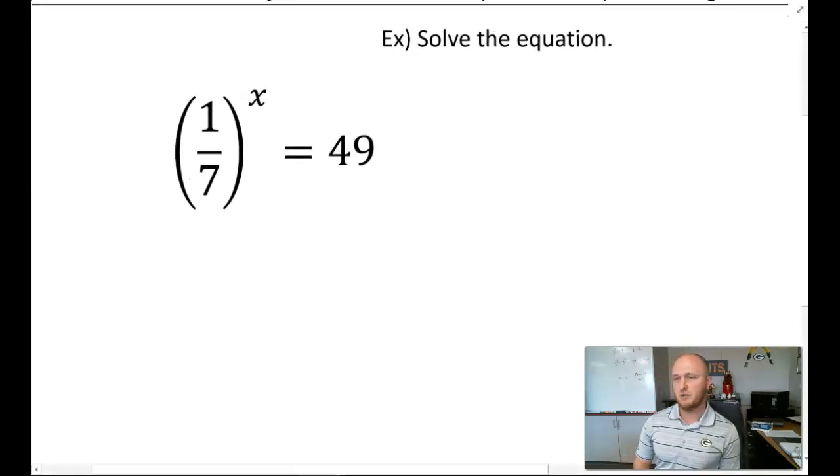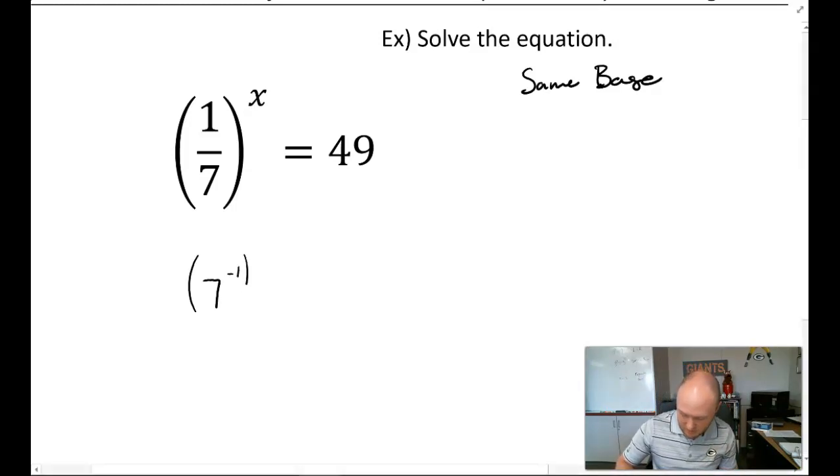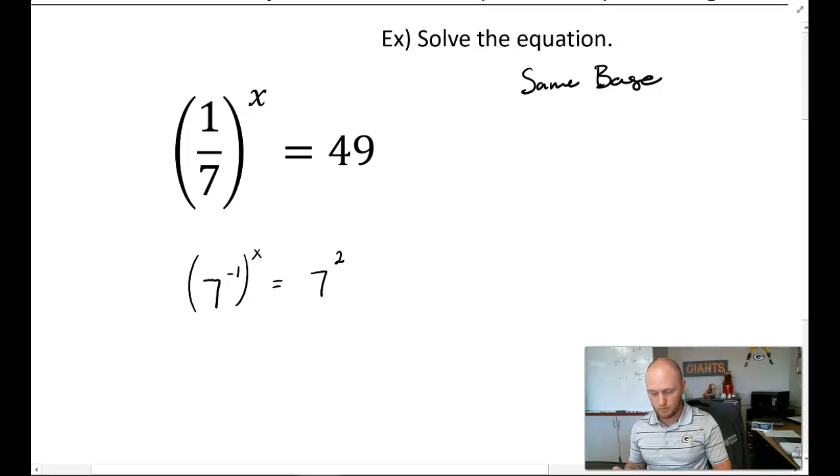All right, next example. Here they're getting tricky. Notice I have 1/7 to the power of x is equal to 49. I want to get the same base. Have to have the same base. So what base am I going to use? Yes, 7. Okay, so here I'm going to say, okay, this is 7 to the negative first. And 49 is 7 to the power of 2.